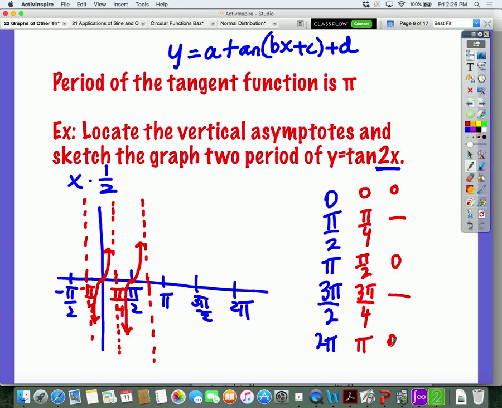Questions? Because remember, on the original graph of tangent, there was an asymptote at pi over 2. So now that asymptote occurs at pi over 4. Same thing with 3 pi over 2, now it occurs at 3 pi over 4. The zeros are still x-intercepts, because nothing happens to my y's. Questions?